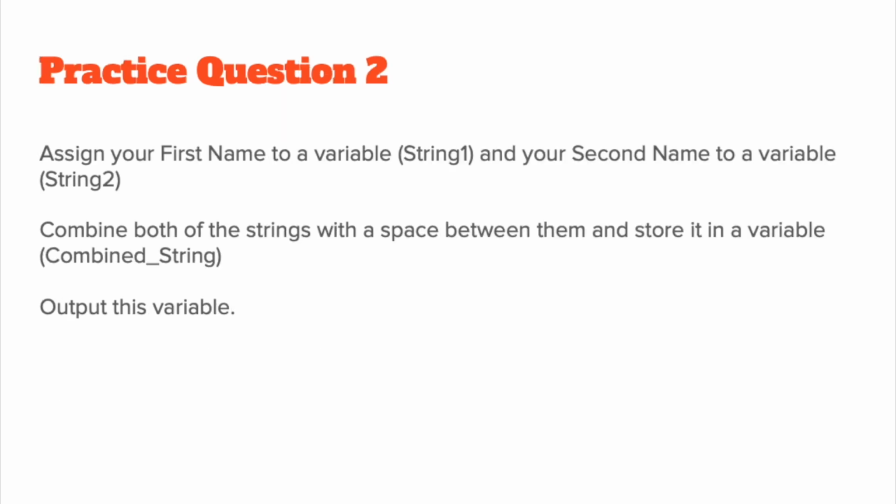This leads us to practice question 2. Assign your first name to a variable, which is called string1, and your second name to a variable, which is called string2. Combine both of the strings with a space between them and store it in a variable called combined_string, and then you need to output this variable. Pause the video and program this and then check the answer.